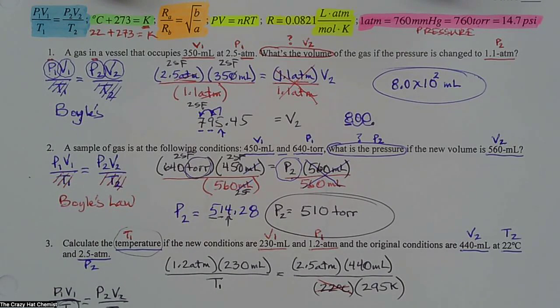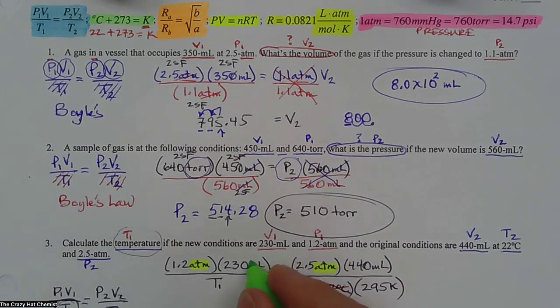All right. Now, something to check here real quick. Are the pressure units in the same set of units? That is correct. They're both in atmospheres. Are the volumes in the same set of units? That's milliliters. That is correct. Is the temperature in Kelvin? Yes, that's correct. And I'm actually solving for temperature. It will be in Kelvin.